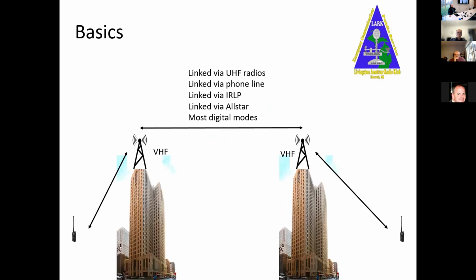When repeaters are linked together, they used to be linked through phone lines, and then creative hams started linking them through UHF paths. And then IRLP came along, and AllStar came along, and now most digital modes. It doesn't matter what digital mode you have, they all have a backbone that allows you to take a repeater that's running DMR and another repeater running DMR and talk to each other. So if you build a repeater, you can talk to anybody else that has the same type of repeater, as long as it's connected to the internet.